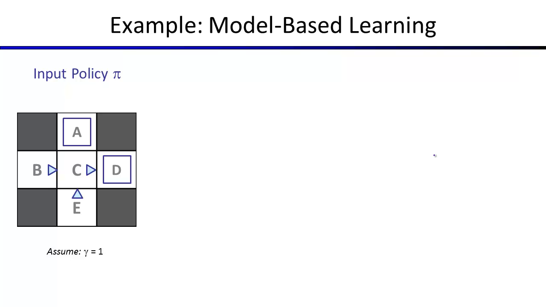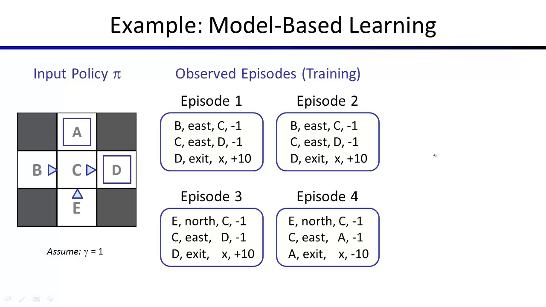Well, imagine gamma is 1, and we're on this grid world, and so we do some training, okay? And I won't walk you through each episode, but the first episode, you're in B, you choose to go east, you happen to land in C, you get a -1. You're in C, you choose to go east, you happen to land in D, you get a -1. You're in D, you choose exit, you go to the terminal state and get a +10. Okay, that was episode 1. Then we do episode 2 and episode 3 and episode 4 and so on until we're satisfied that we've got enough data, and then we move on.